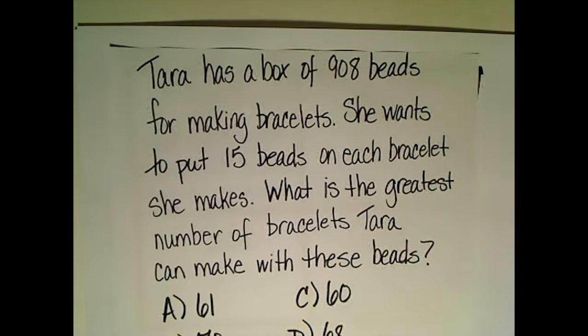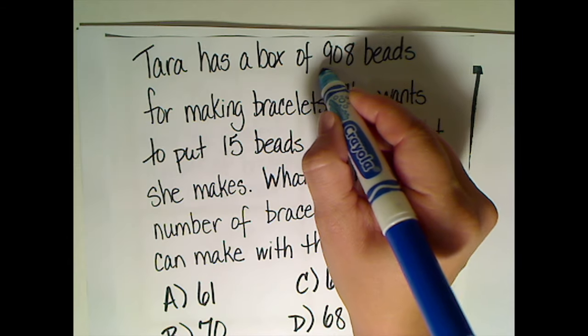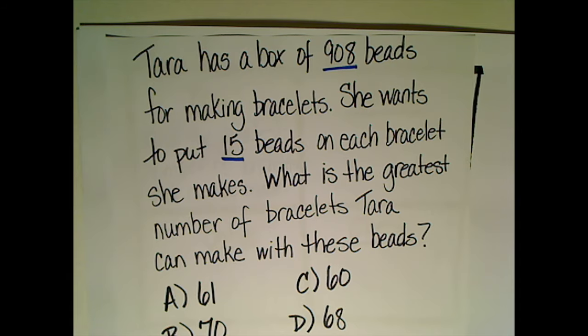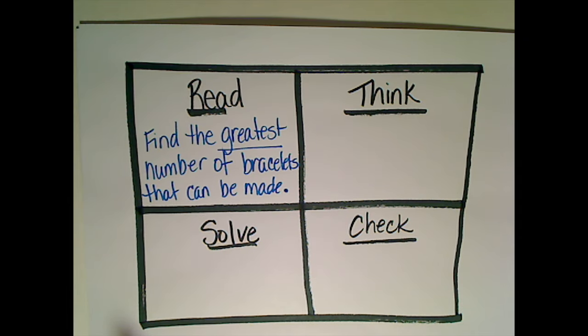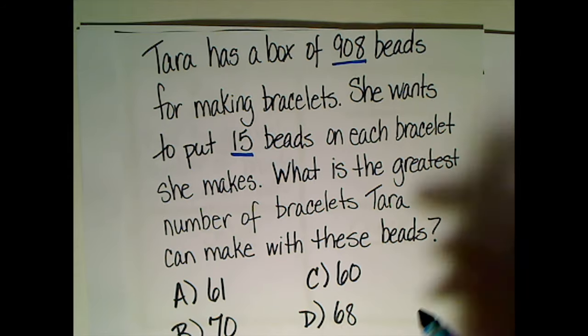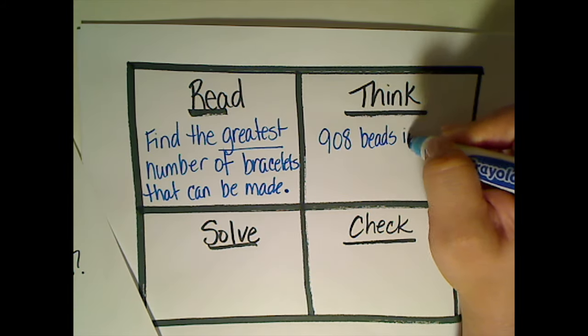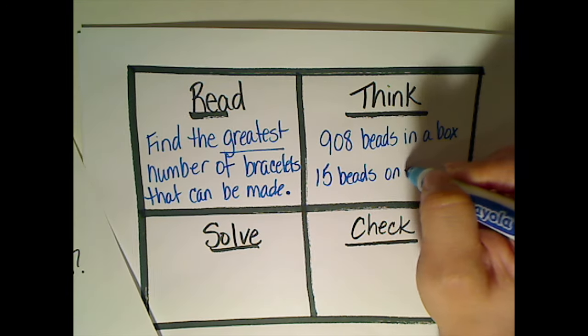So let's see what we have here for stated and unstated. So Tara has a box of 908 beads for making bracelets, okay? She wants to put 15 beads on each bracelet she makes. What is the greatest number of bracelets Tara can make with these beads? Two things I want you to notice, guys. I'm constantly going back to my word problem to make sure I understand it. And in this case, I underlined what was stated fact. I don't think in this instance there's any unstated facts. So there's 908 beads in a box, and Tara wants to put 15 beads on each bracelet.